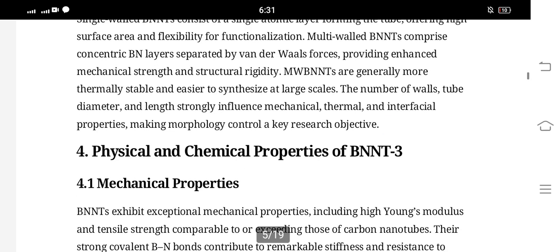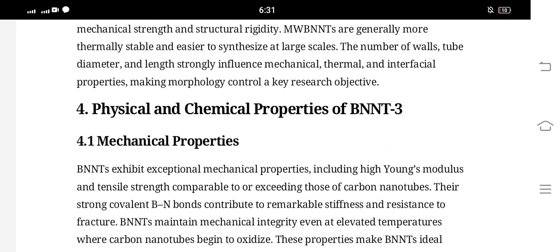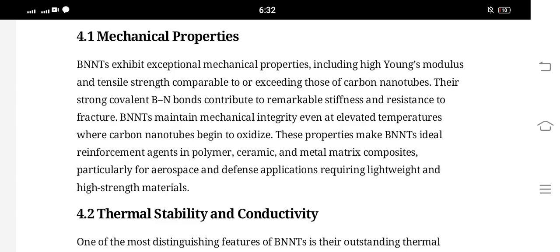Now, the next heading is about physical and chemical properties of boron nitride nanotubes. Boron nitride nanotubes exhibit exceptional mechanical strength, making them one of the strongest known one-dimensional nanomaterials. Their Young's modulus and tensile strength are comparable to, and in some cases even exceed, those of carbon nanotubes. This remarkable strength originates from the strong covalent bonding between boron and nitrogen atoms, where each atom is linked through robust sp2 hybridized bonds forming a stable hexagonal network.